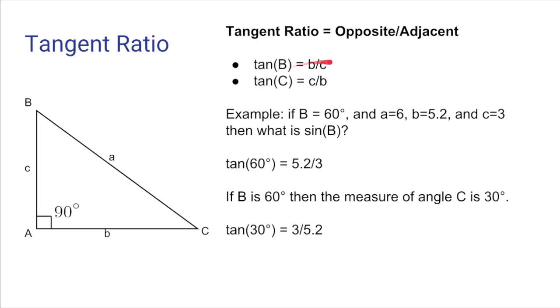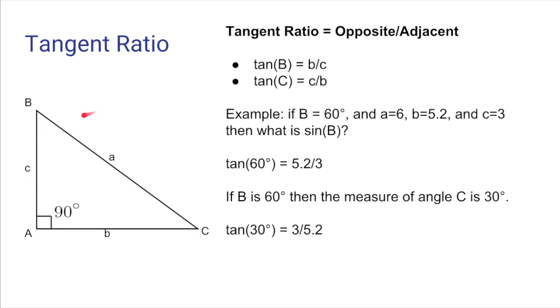The tangent ratio is the length of the opposite side divided by the adjacent side. So tangent B from this side would be opposite side B over its adjacent side C. So here we have B over C. And then the tangent of C would be C over B, since this is the opposite side, this is the adjacent side to angle C.